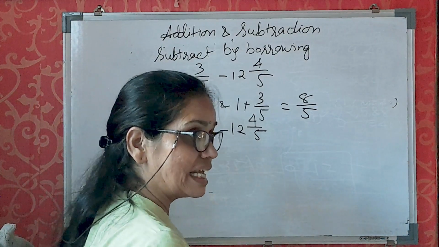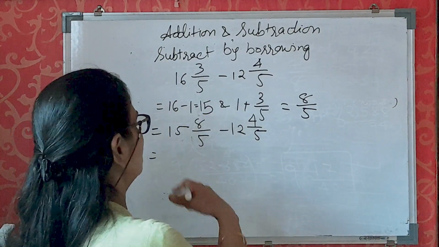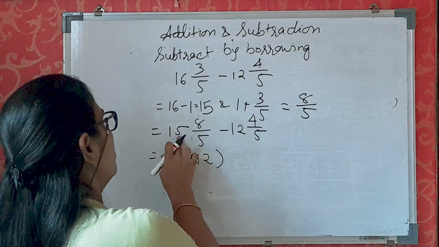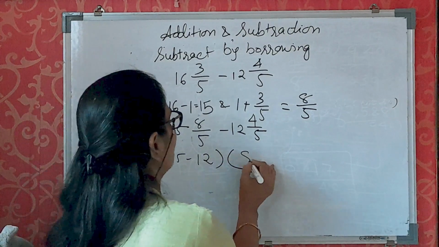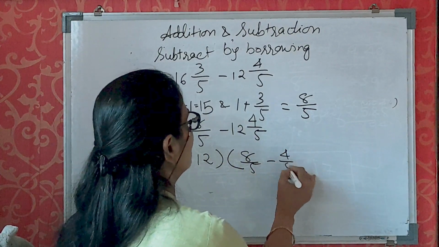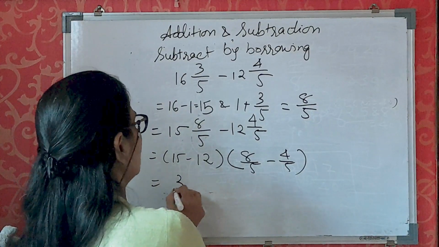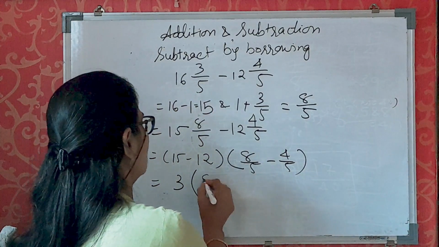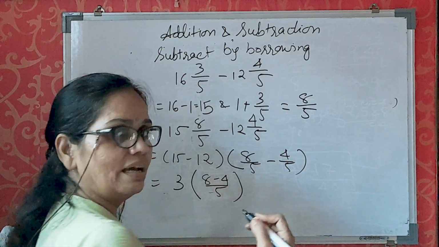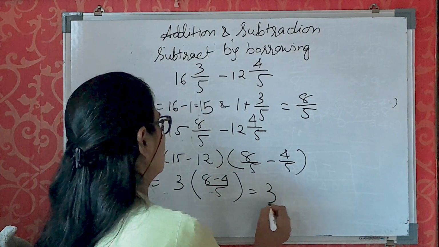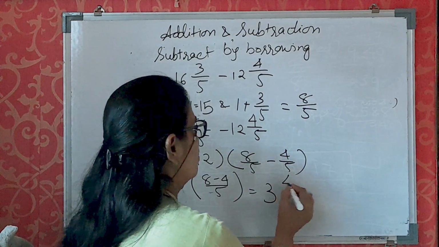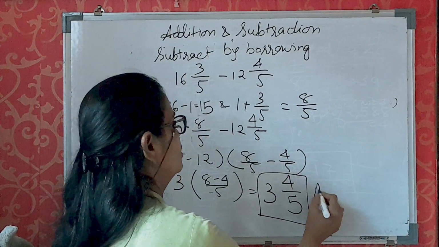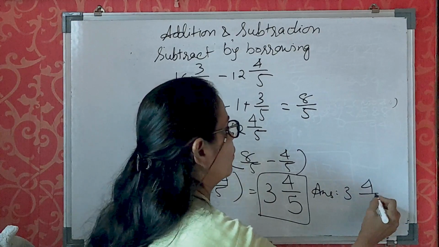Now I am using the second method, which I have shown you in the earlier sum. So 15 minus 12, subtraction of whole numbers in one bracket and subtraction of fractional numbers in another bracket. So it would be 3, and in another bracket, since they are like fractions, 8 minus 4, and simply directly I will do the subtraction. So now it would be 4 upon 5, 3 integer 4 upon 5. So my final answer is 3 integer 4 upon 5.